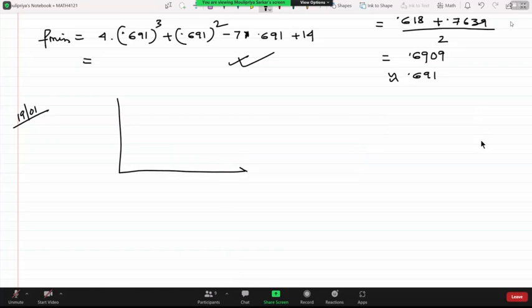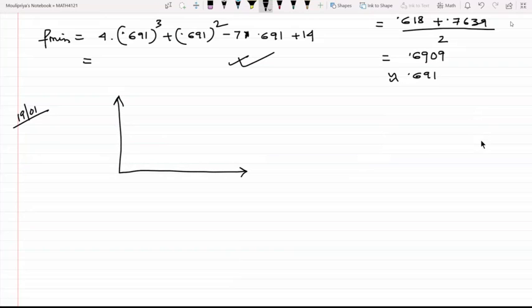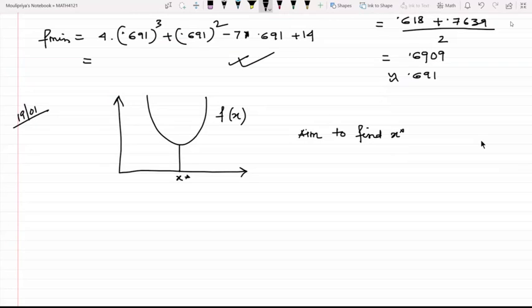Your motive is the same. You are given a function f(x). Your target is the same. You need to find out the minimum value, the point at which the function is getting minimized, and of course the value of the function at the minimum point. So if this is x star, your aim is to find this x star. This is what we have been doing actually throughout.